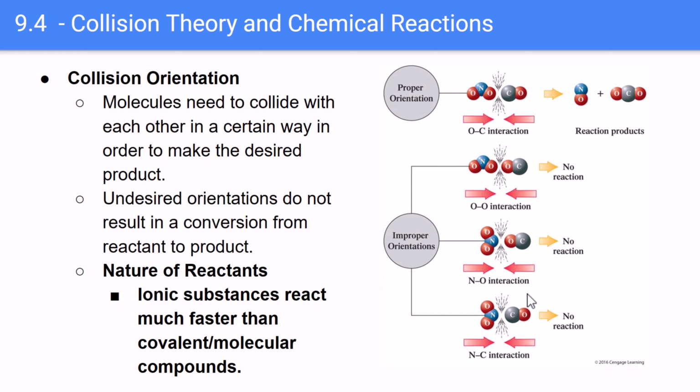Notice here we have no reactions for these three because, even though oxygen is colliding with the CO molecule, it's not in the proper orientation. The carbon would have to collide with this oxygen in order to produce an effective collision to produce a CO2 molecule. In addition to that, the oxygen of CO colliding with the nitrogen, or even the carbon colliding with the nitrogen, does not produce a correct collision because of the improper orientation. In order to produce a proper orientation, the CO has to collide with the oxygen in order to create the appropriate CO2 molecule. So undesired orientations do not result in a conversion between reactant and product.